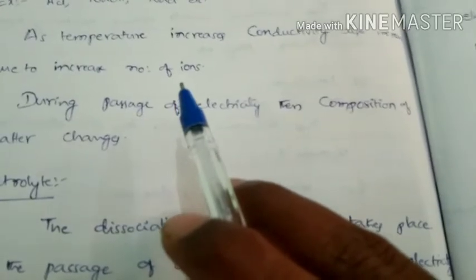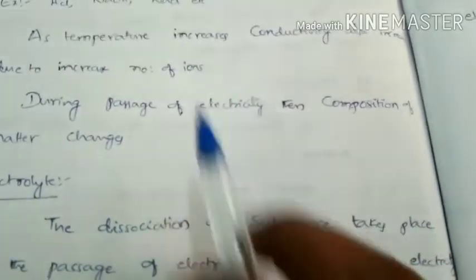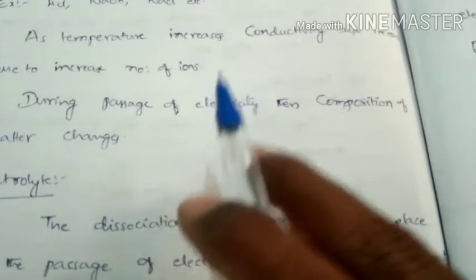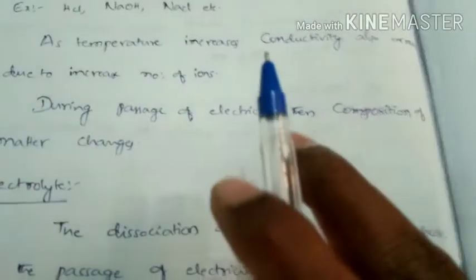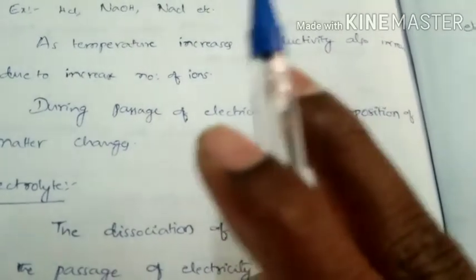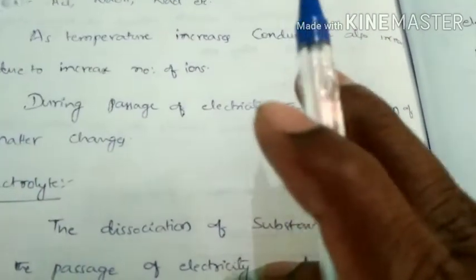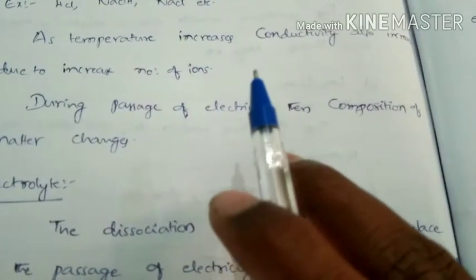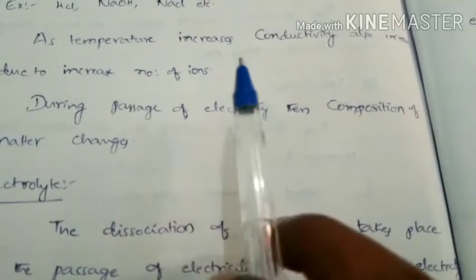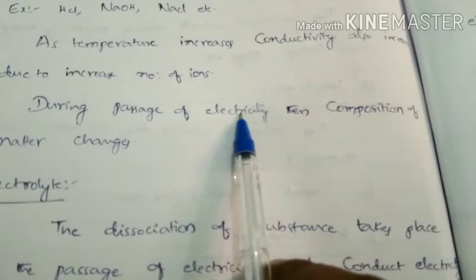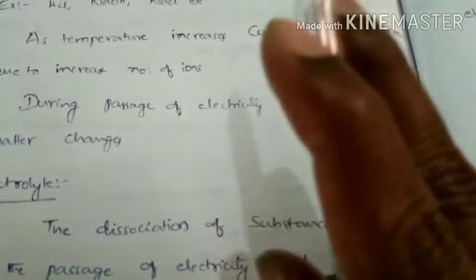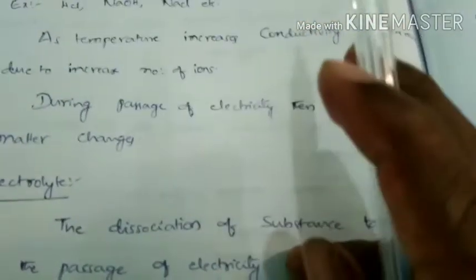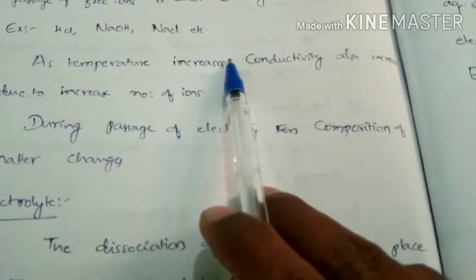After removing electricity from that solution, the weight of 1 gram NaCl changes. That means definitely its amount reduces, due to the passage of a number of ions. So the point is, during passage of electricity in this case its composition changes, but in the previous case its composition never changes. So this is about electrolytic conductors.